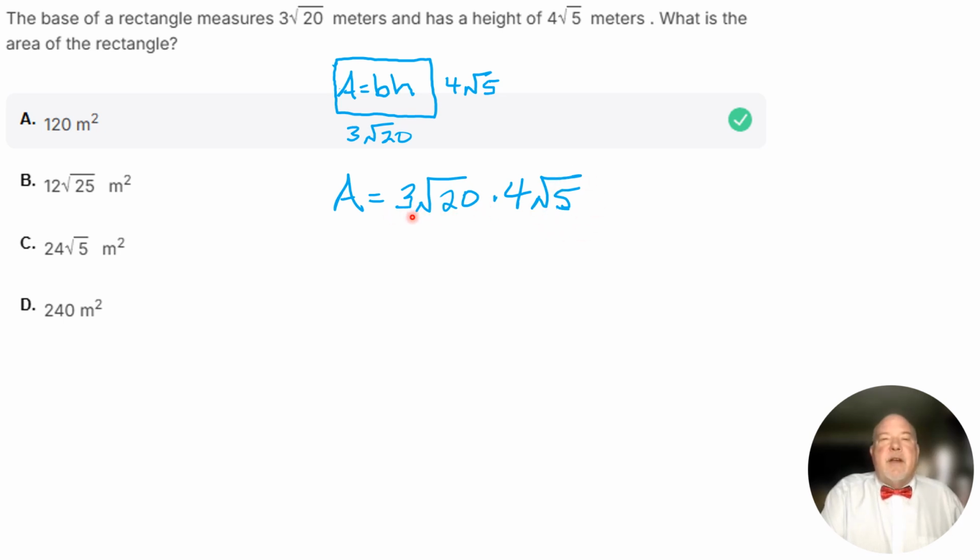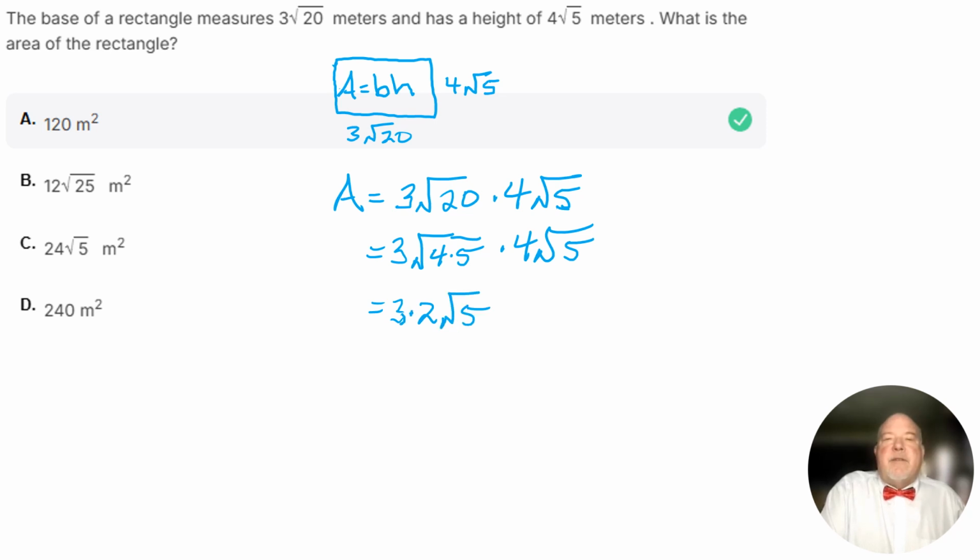So I'm going to split this up. And so what this is going to become is 3 times the square root of 4 times 5. And then this is still 4 square root of 5. And the reason I did that is because the square root of 4 is 2. So that can come out. And so then I would have 3 times 2. The 2 came from the square root of 4 times the square root of 5. And again, that's still times 4 times the square root of 5.